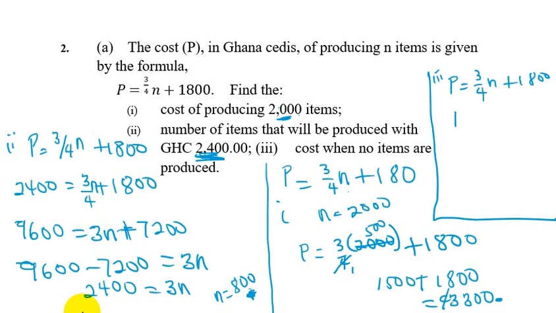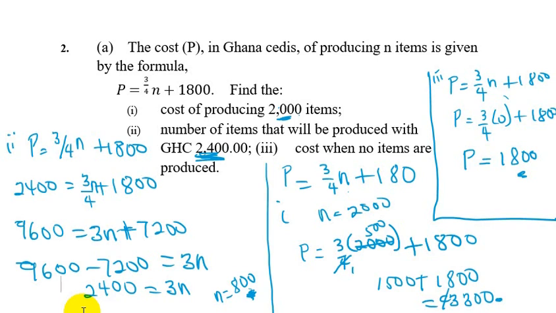So we are going to get P being equal to 3 over 4, now the n is 0, plus 1,800. So we are going to get P equals, all this side will be 0. The 3 over 4 multiplied by 0 will be 0. So we're going to get 1,800 cost. So even if they don't produce anything, still they will lose 1,800. So that is that for 2A.